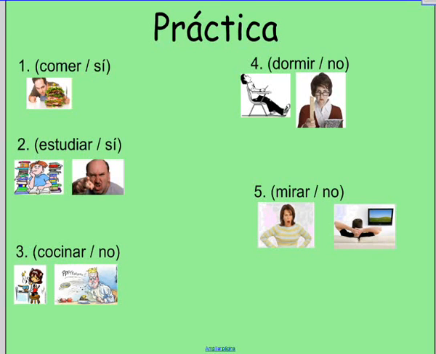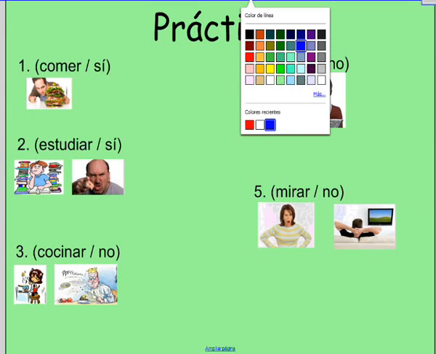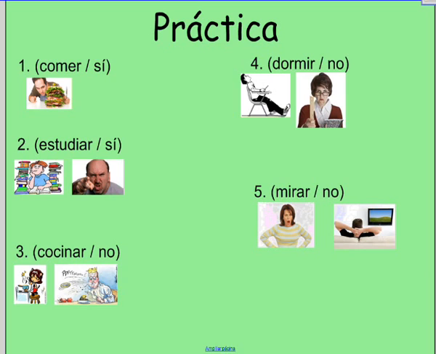All right, so now let's do a little bit of practice. So you have your different prompts here. We'll do number one together. So we have comer, sí. So how do you tell someone eat? Well, you take comer, get rid of the last two letters, you're left with the stem, com. And then since it's an affirmative command, you're telling someone to eat, and you add a as the ending, come. All right, so take a moment to do numbers 2 through 5. Pause the video, because in just a little bit, I'll show you what the answers are.